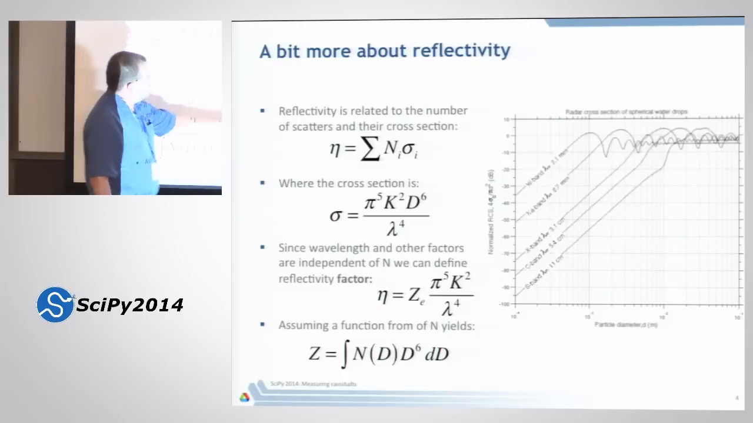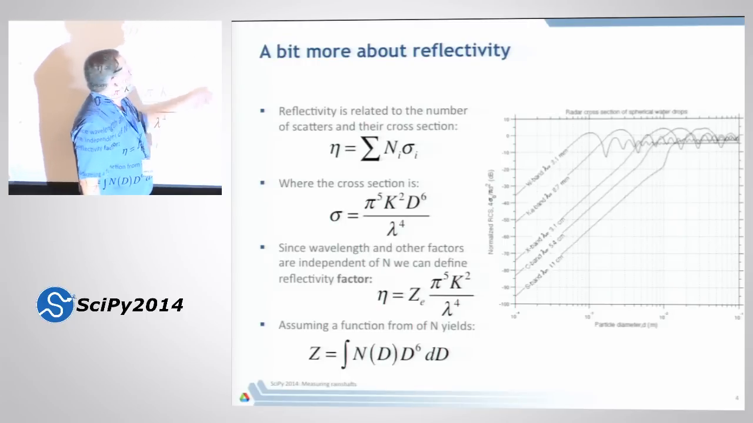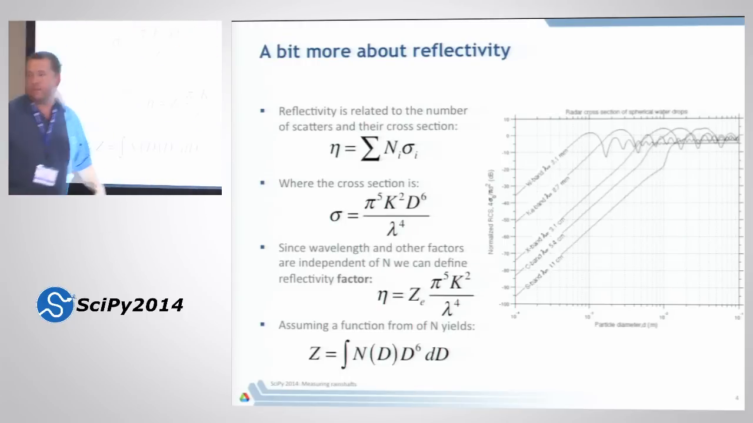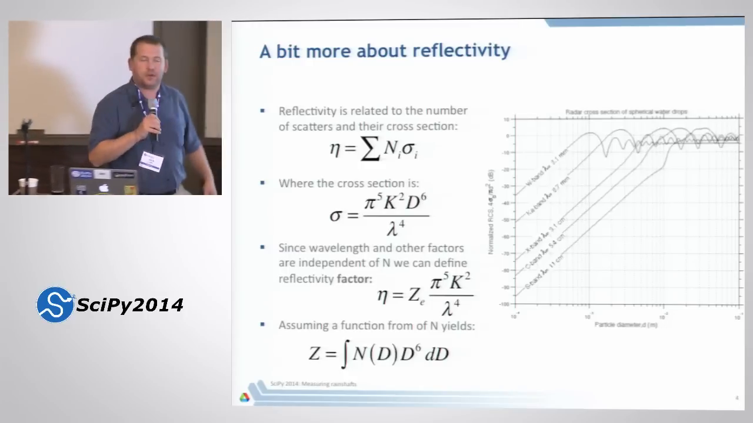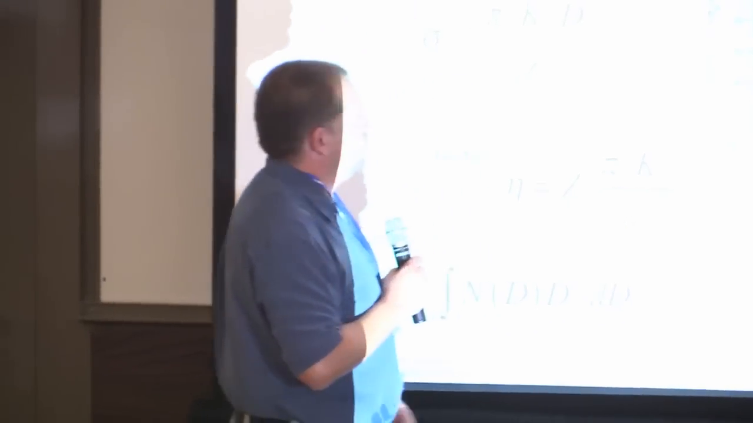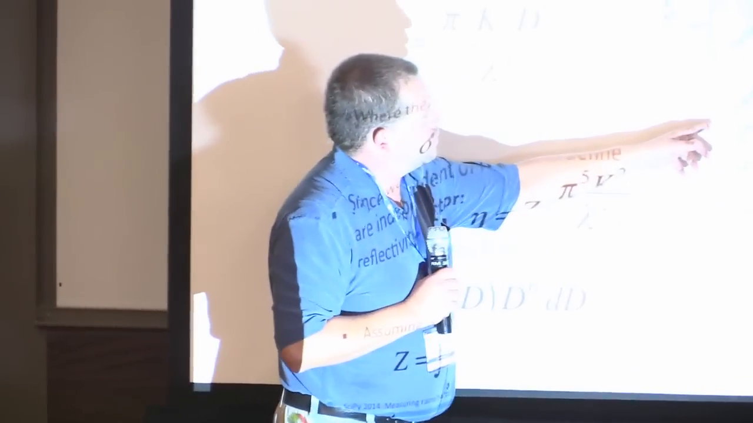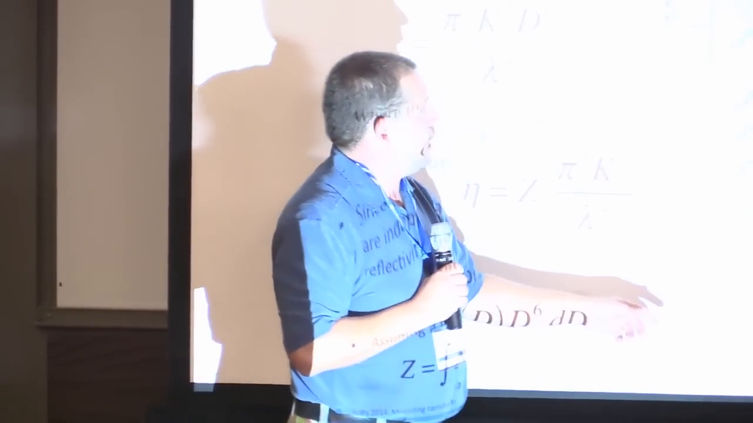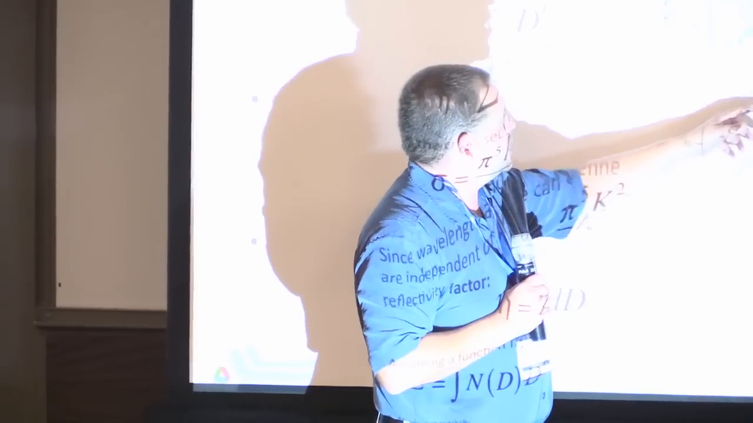This is both a function of the particle diameter and the wavelength of the radiation. The particle diameter and the wavelength which we're using. So typically the radars we use are around 3.1 centimeter in wavelength or 5.4 centimeter in wavelength.